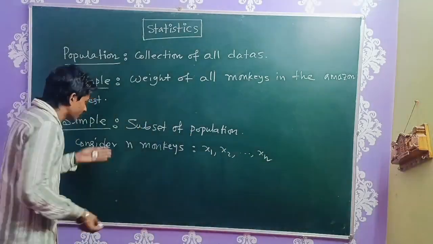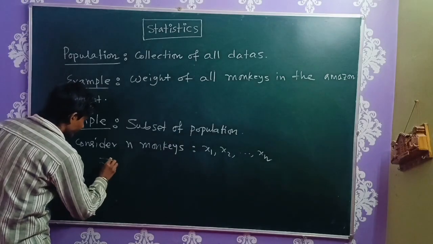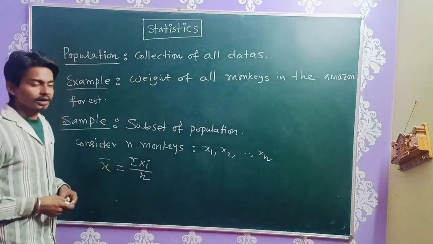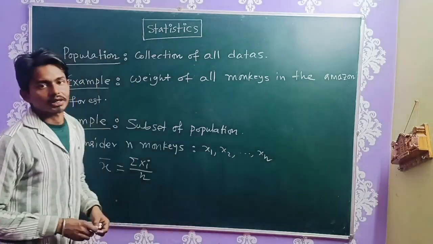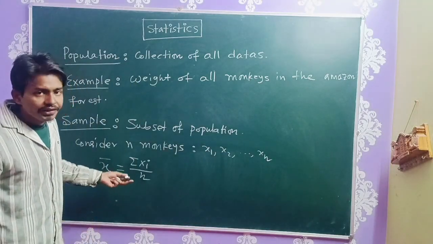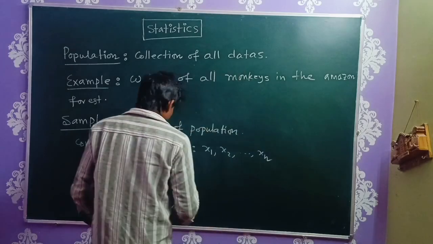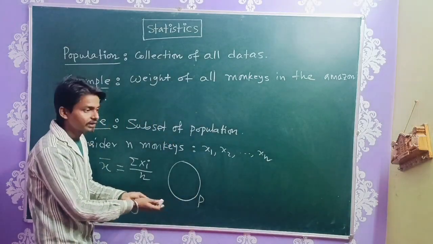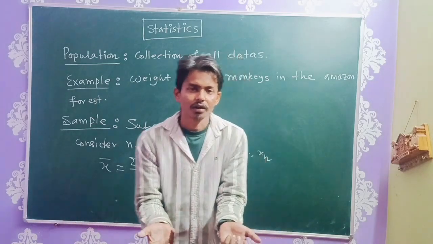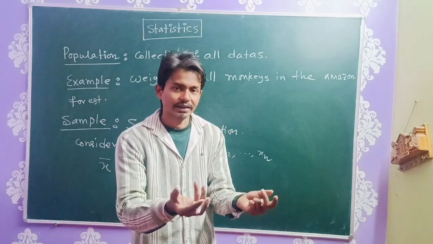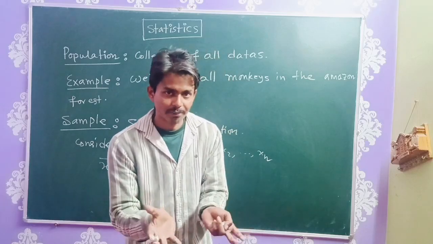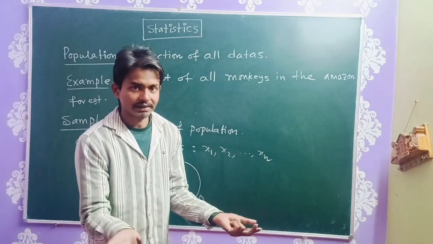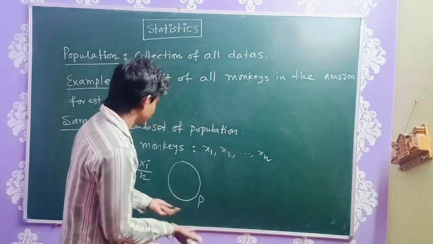Then you can calculate the sample mean: the sum x1 plus x2 up to xn, divided by n. Take the sum of all weights divided by n. This is the mean of this data. Now, one thing to note here: if you consider the whole population of monkeys, the collection of all monkeys, it is a huge number. Therefore, we cannot find the weight of all monkeys in the Amazon forest. But we can take a sub-collection of monkeys, measure their weights, and then get the mean of those weights.